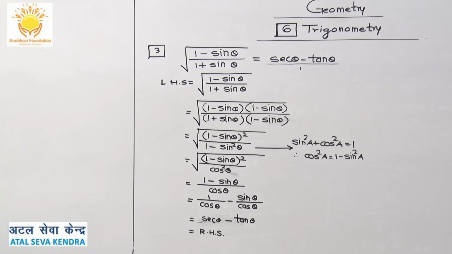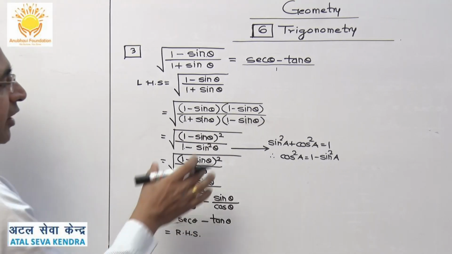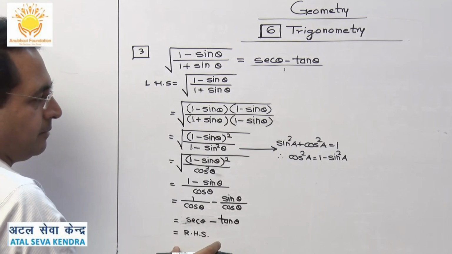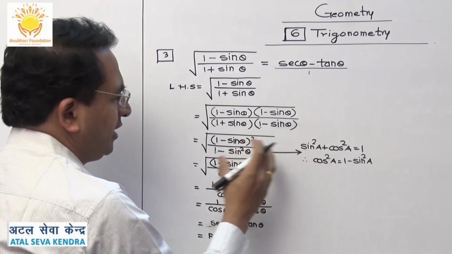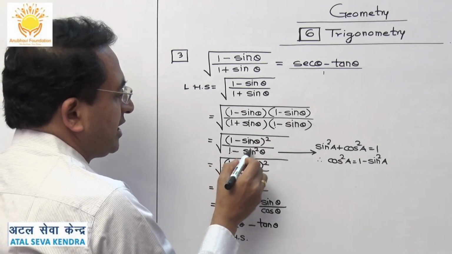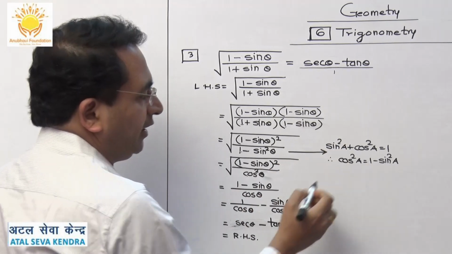Remember one thing, you don't give an examiner a chance to deduct the mark. So even if you are very thorough with these formulae, please write down some reasoning here, that why we are writing 1 minus sine square, why we are writing it as cos square, because it is based on the identity.